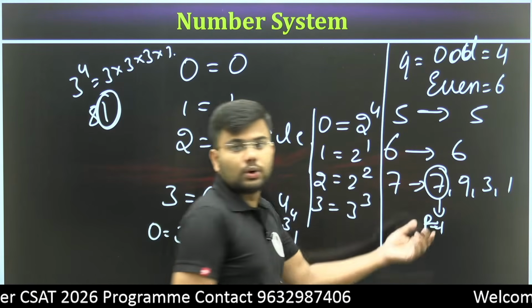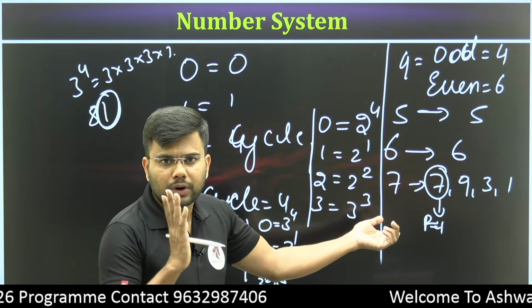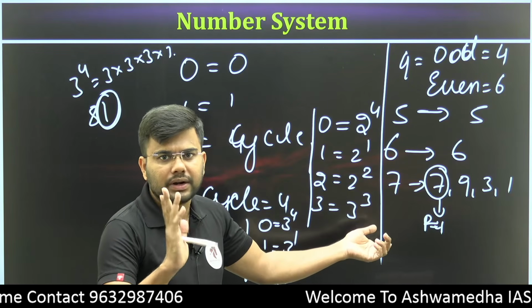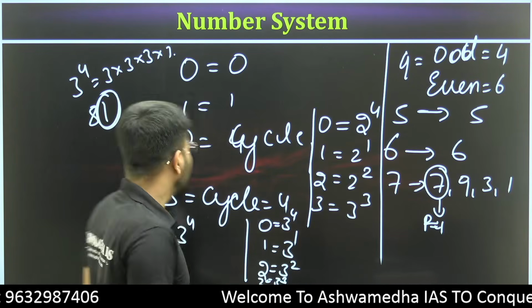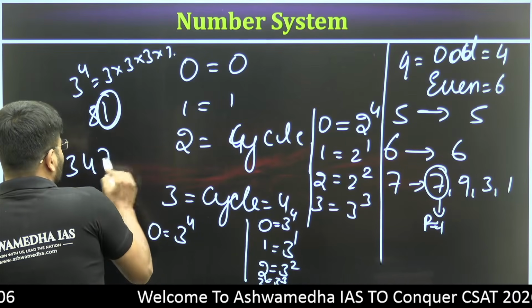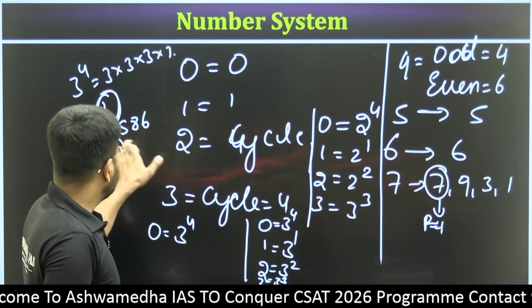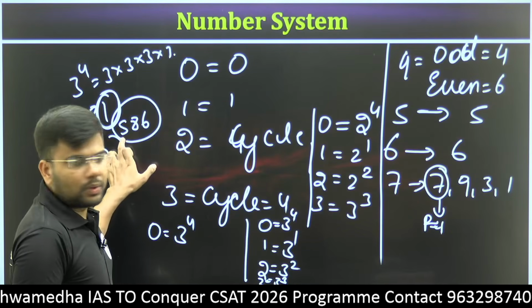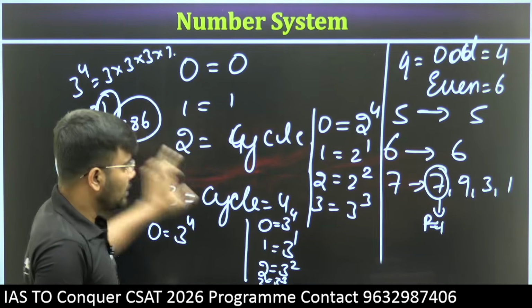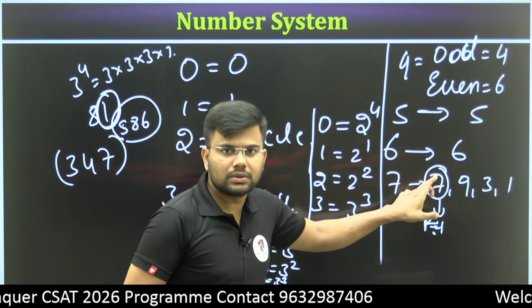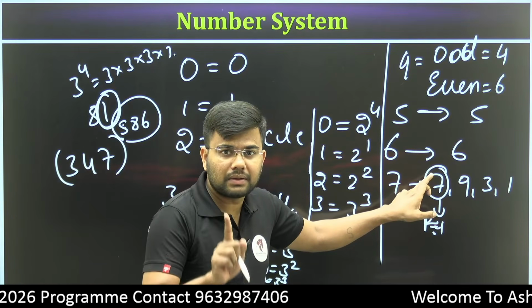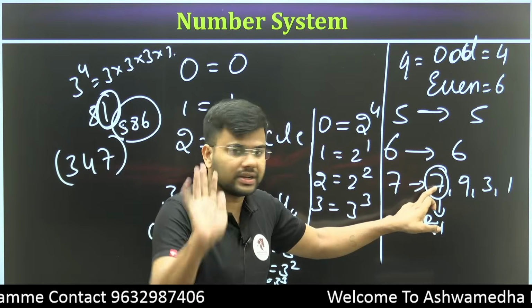What are you supposed to do? Divide the power by 4. How? Take 347 whole to the power of 586. Take this power and divide it by 4. If you get 1 as the remainder, it is similar to the unit digit in 7 power 1. 7 power 1 is 7 itself. The unit digit would be 7 itself.